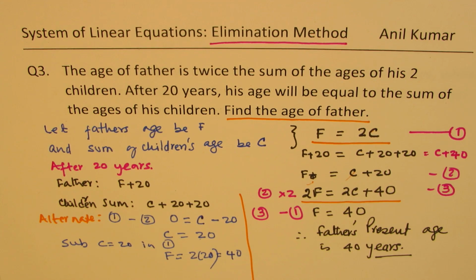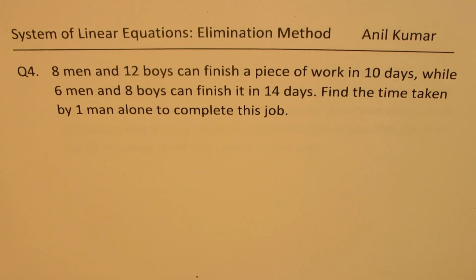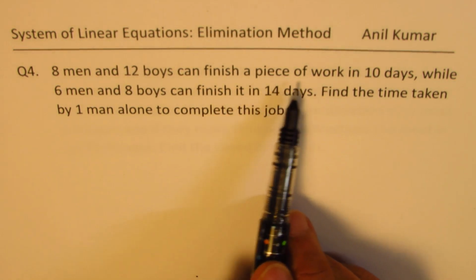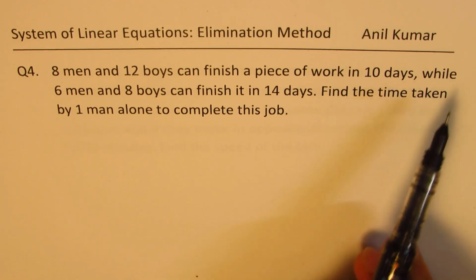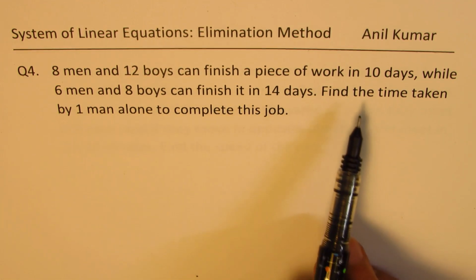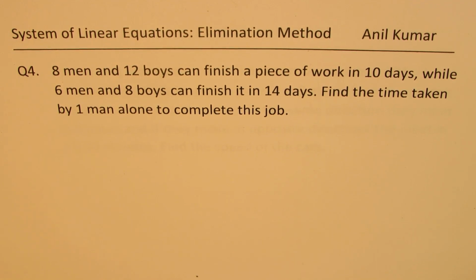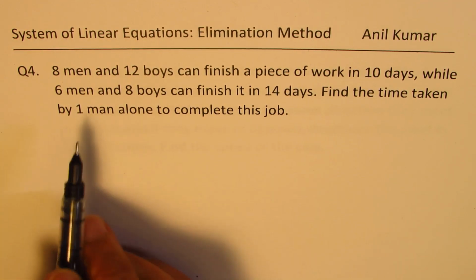Let's move on and take question number 4. Question number 4. 8 men and 12 boys can finish a piece of work in 10 days, while 6 men and 8 boys can finish it in 14 days. Find the time taken by 1 man alone to complete the job. So we need to find time taken by 1 man.